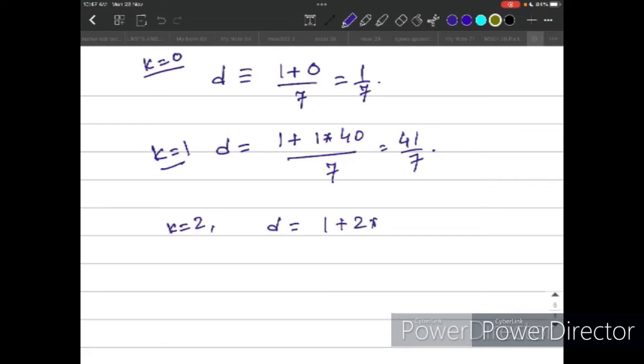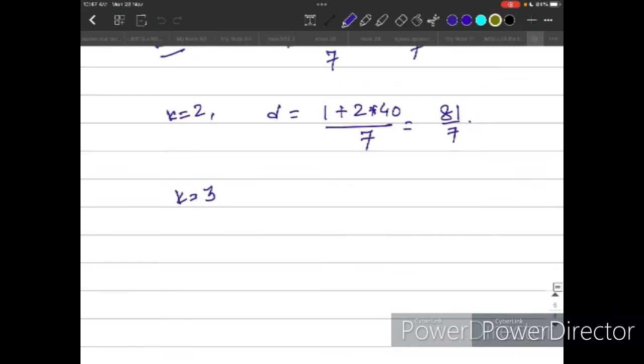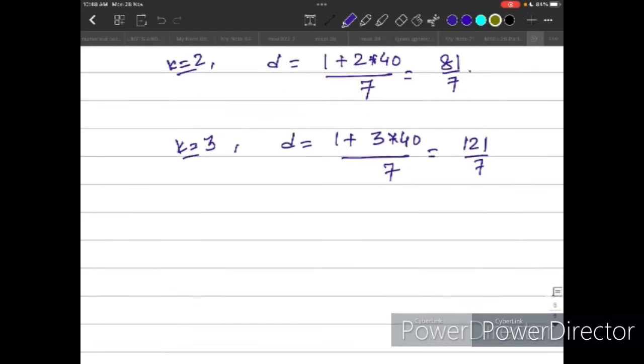K equal to 2, then D equal to what? 1 plus 2 into 40 upon 7. 2 40s are 80 plus 1, 81 upon 7. It's not possible. K equal to 3. Take one more sheet. K equal to 3, so D equal to 1 plus 3 into 40 by 7. 3 40s are 120, 121 by 7. 1 second. 121 divided by 7, 7 over 7, yeah, it is also not dividing.